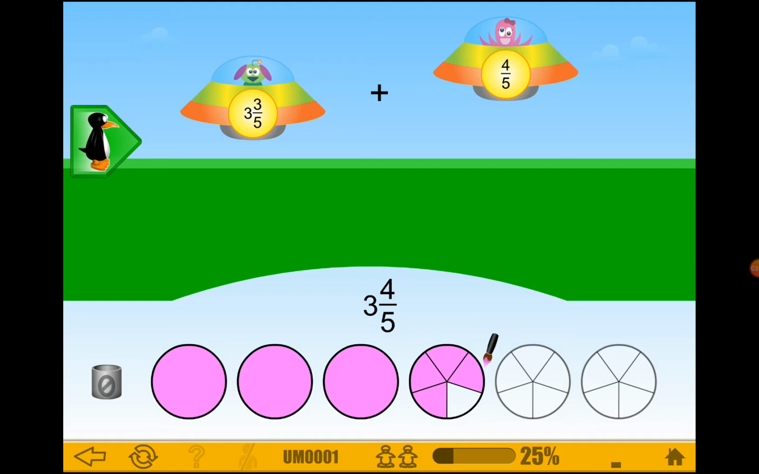Oh, wait. I forgot. Hold on. 5 times 3 is 15. 15 plus 3 is 18, 18 over 5. And 5 again. And then 18 over 5, okay. And then 18 plus 4 equals 22. 22 over 5.